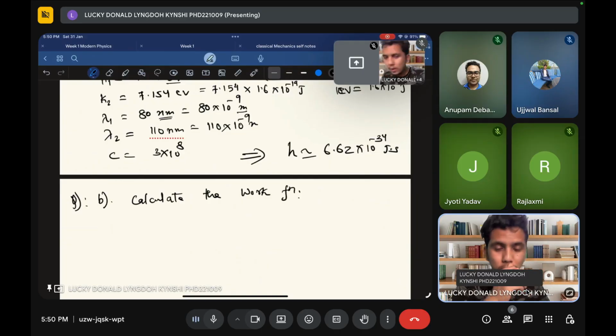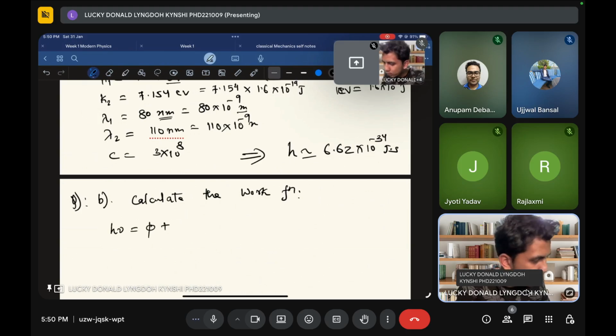Okay, because it's not given here, right? Your question is not given, the work function is not given. So how do you calculate the work function? Simply your hν, whichever you have written, is equal to the work function plus the kinetic energy, right? So your work function φ will be hν minus the kinetic energy, right?